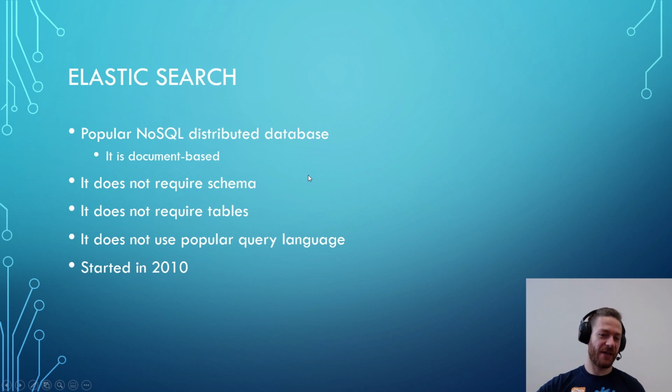The thing is that you don't have schema, you don't have any tables, and Elasticsearch doesn't use a popular query language. So the query language is custom and is for Elasticsearch. But that's pretty much true for every NoSQL database, every document-based database.